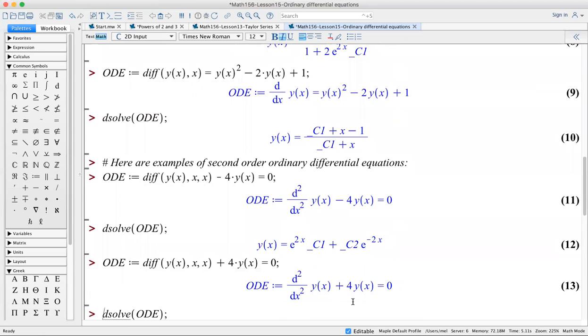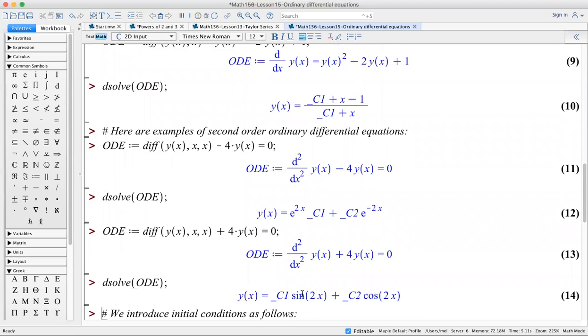Suppose I change the equation slightly. Instead of a minus sign here, I now have a plus sign. What do those solutions look like? Constant times sine and another constant times the cosine of 2x. That's the general solution.